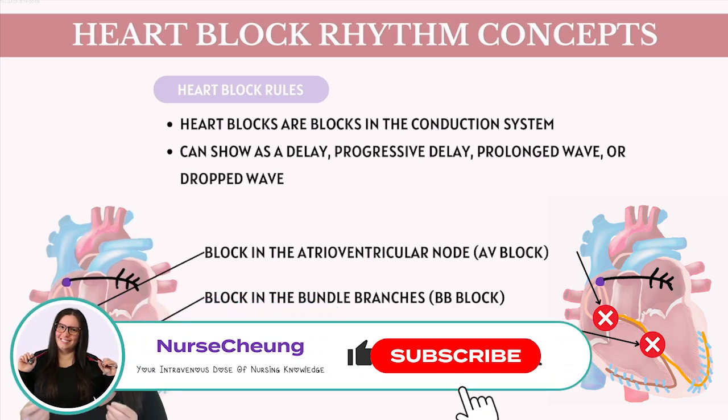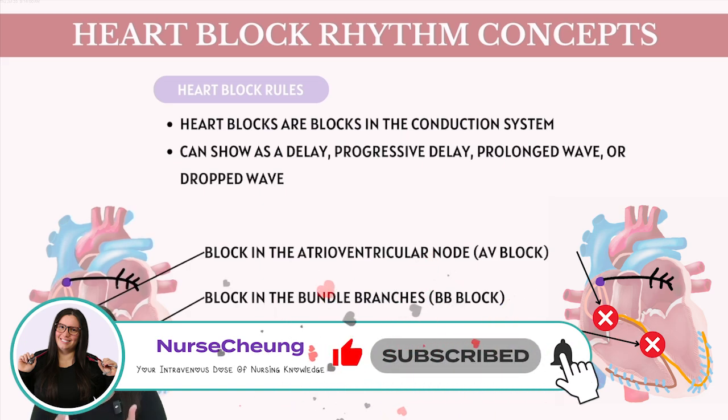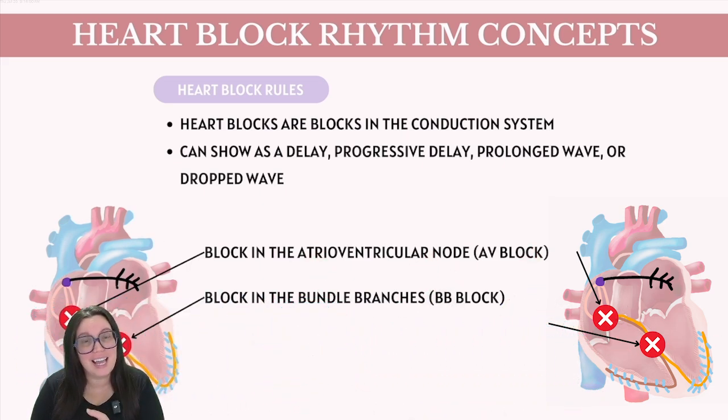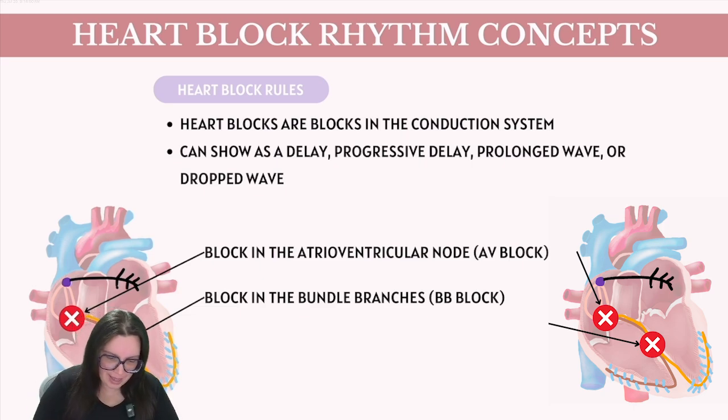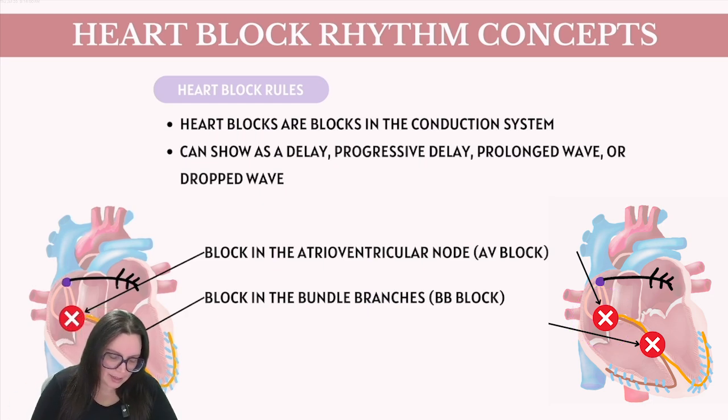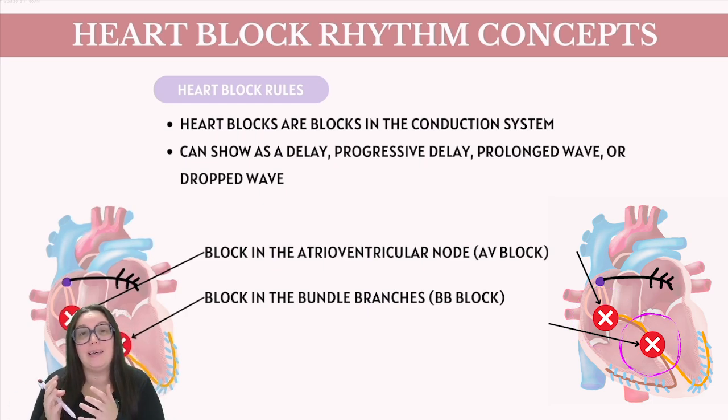Well, the big thing is that heart blocks are blocks in the conduction system. They either can be a delayed block, a progressive delay, a prolonged wave, or they can even have a drop wave. So the big thing here is that blocks can take place in one of two places. They can take place up here in the atrioventricular area, meaning that it's an AV block, or they can take place a little bit lower down in the bundle branch area, making them BB blocks.